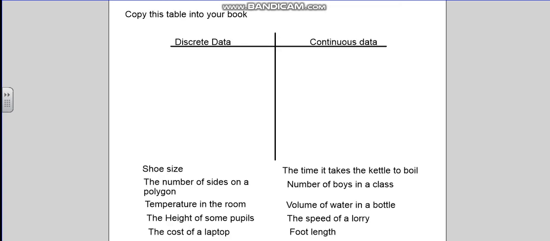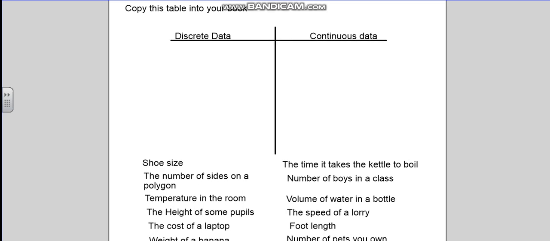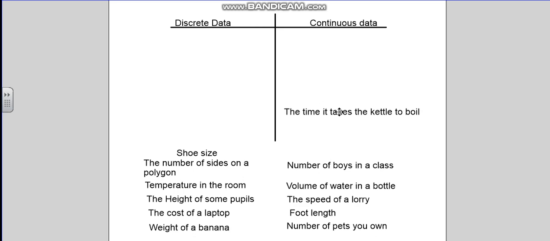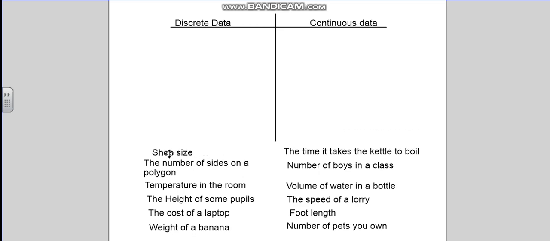Okay, so first little task is to see if we understand the difference between discrete and continuous data. So it'd be good to copy that table into your book, and then just below the table I've got lots of different types of data. Okay, and what I want you to do is to decide which column they go in. So shoe size, is that discrete or is that continuous? Okay, the time it takes the kettle to boil, is that discrete or is that continuous? So press pause, okay, have a go, and then we'll have a look at the answers in a minute.